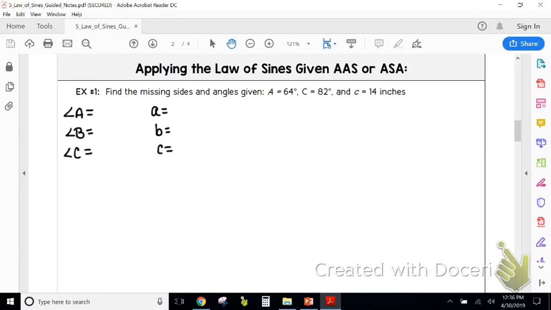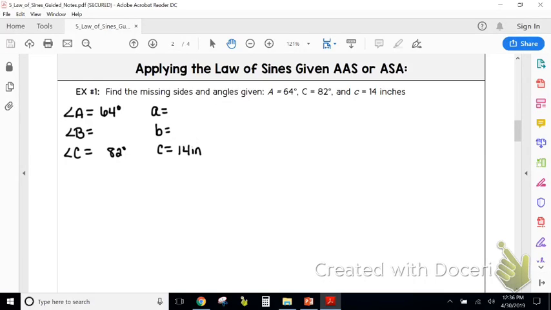So they told us that angle A is 64 degrees. They said angle C is 82 degrees. And side C is 14 inches. And I go ahead and label everything in this because this is going to be my final answer, because it wants me to solve the triangle. Once I find angle B, side A, and side B, I'm just going to box the whole chart that I had there.